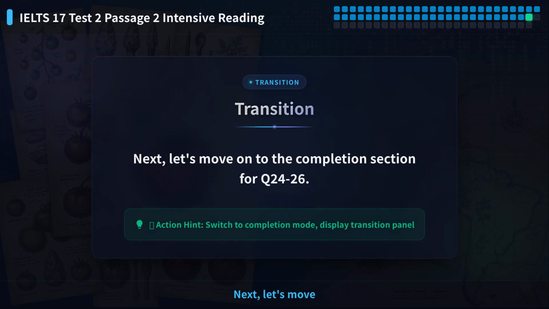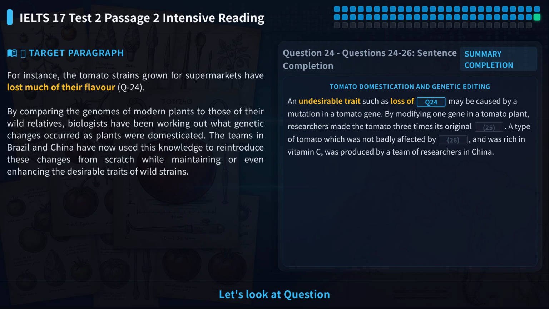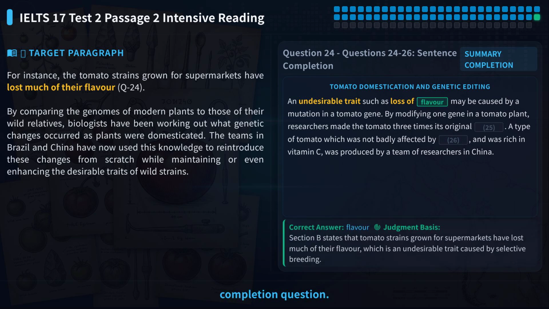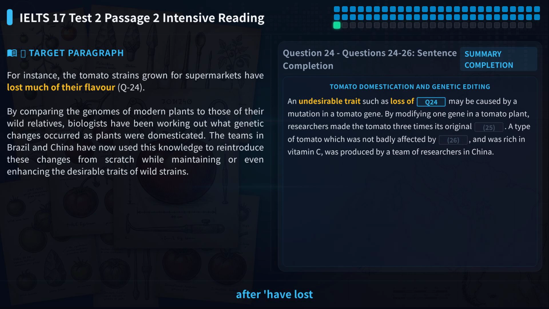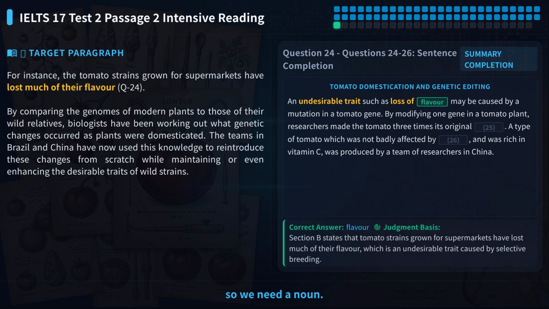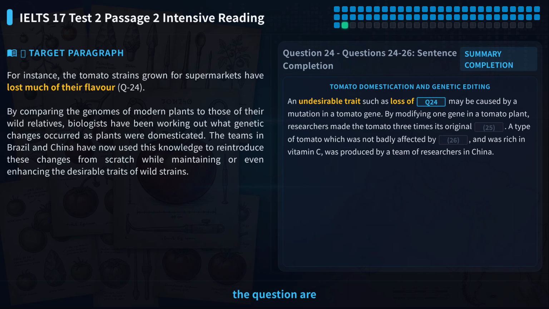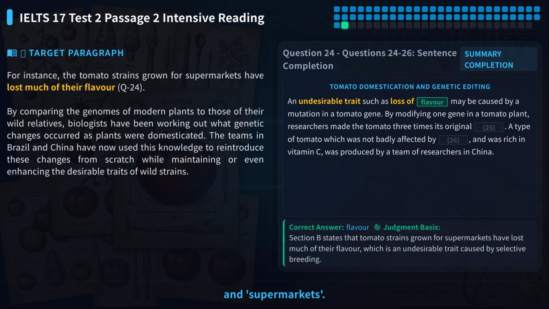Next, let's move on to the completion section for Q24-26. Let's look at question 24. This is a note completion question. The statement says that tomato strains grown for supermarkets have lost much of their flavor. The blank comes after have lost much of their, so we need a noun. Flavor is a noun meaning taste, and it fits the grammar perfectly. The key words in the question are tomato strains and supermarkets.